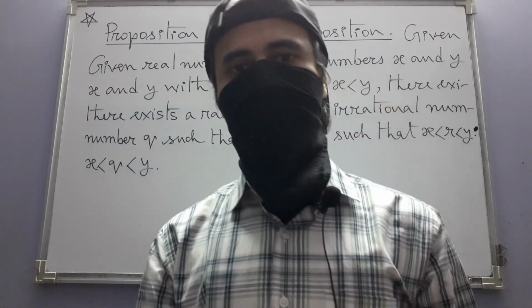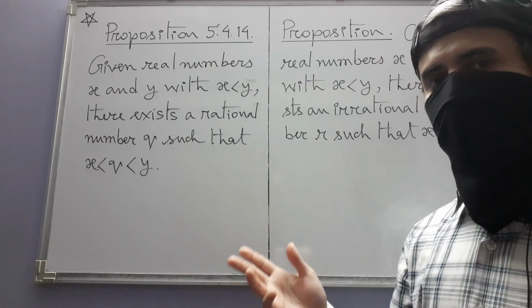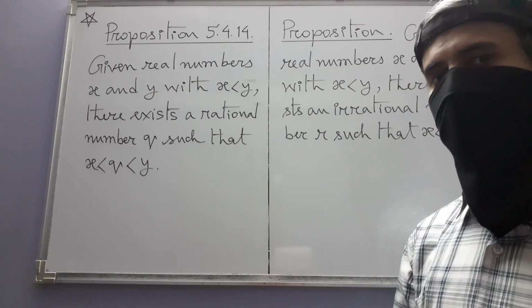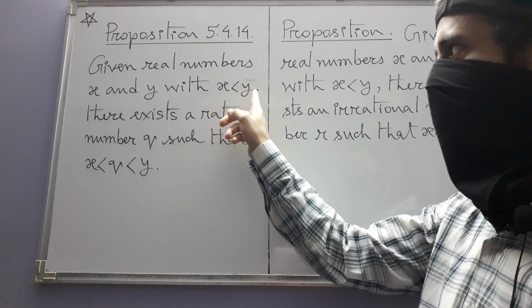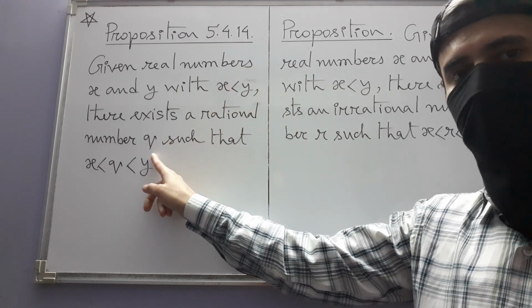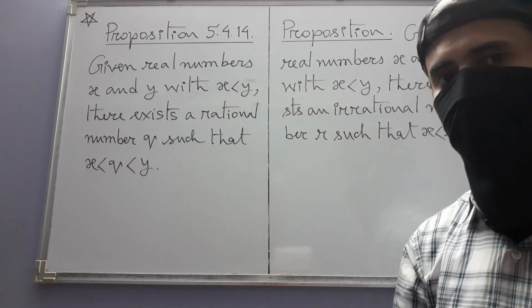Let's recall this result from Terence Tao's analysis. What it basically says is that between two distinct real numbers, there is a rational number. If x and y are real numbers such that x is less than y, then there exists a rational number q such that q is greater than x and less than y.